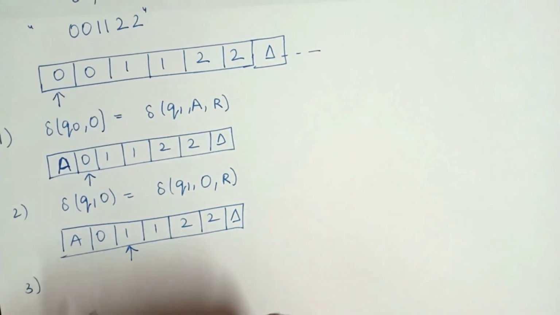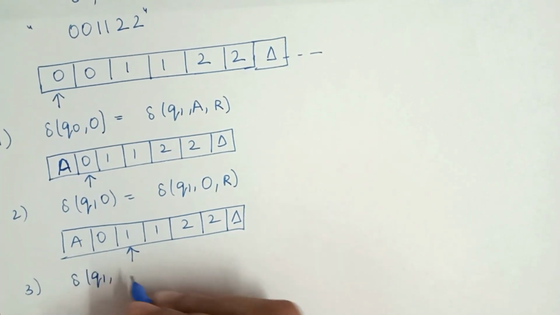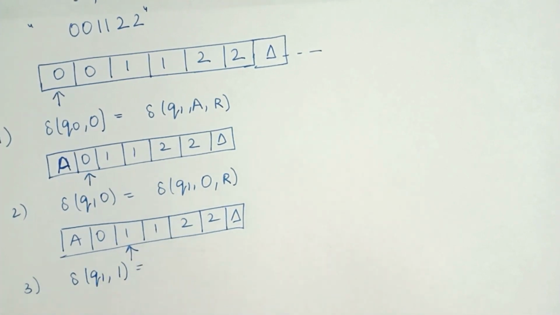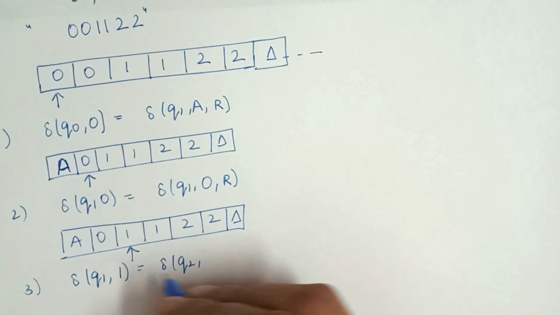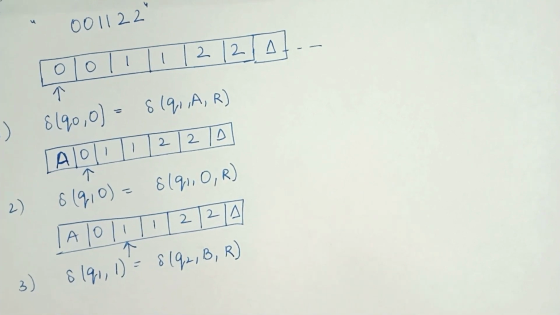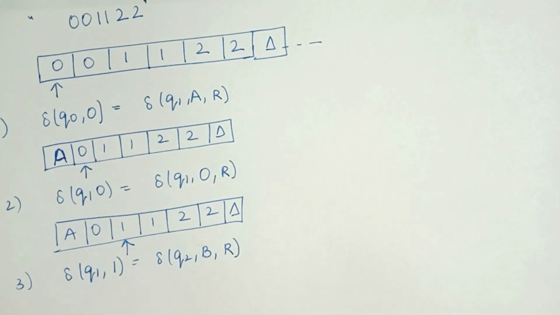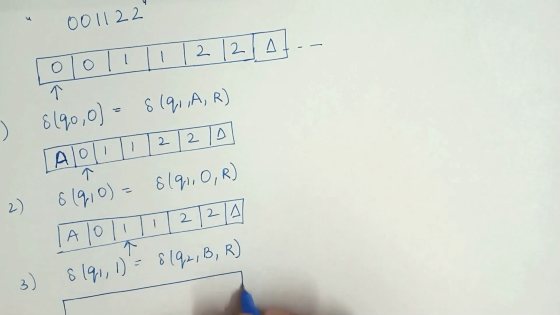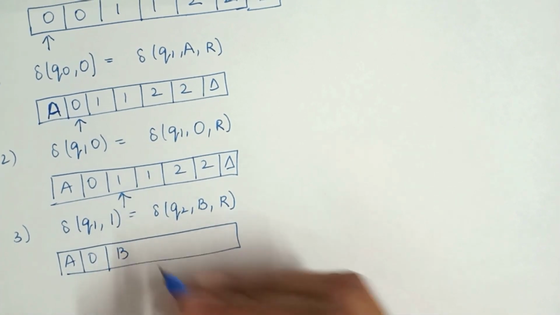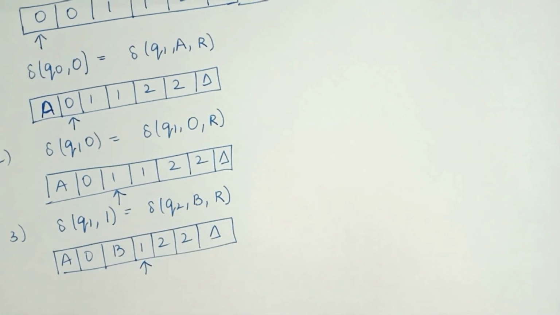Now we are in the Q1 state reading 1. The first 1 is encountered, so the state will change to a new state, Q2. This 1 is replaced by capital B and we are moving to the right of the input tape in search of the first 2, because 0 is followed by 1 and 1 is followed by 2. So the current status of the input tape will become A, 0, B, 1, 2, 2 and delta, and the tape head moves one step.